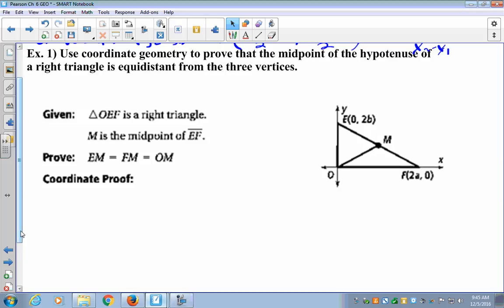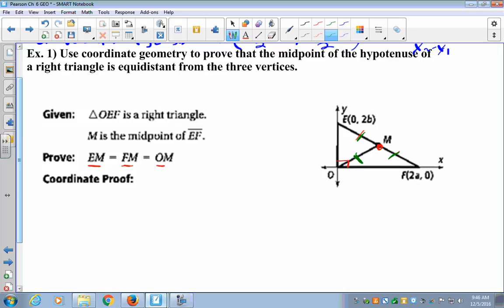We are given that OEF is a right triangle. So let's go ahead and put the right triangle marker on OEF. And that M is the midpoint, guys, of E and F. We want to prove that distance EM is equal to distance FM, which is equal to distance OM. So we're going to try to prove that this distance is equal to this distance is equal to this distance.